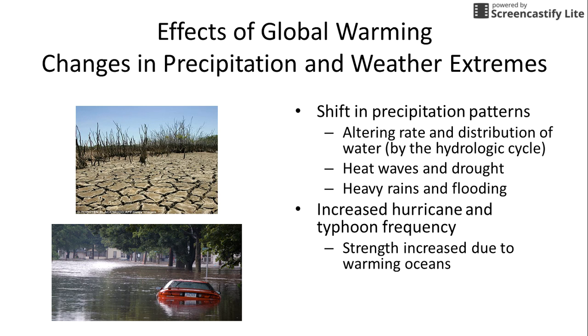And so, through the lab that you guys did, we also have increased hurricane and typhoon frequency, and the strength is increased due to these warming oceans, because that is the cause of a hurricane, is that you have warm water, and that will feed into the hurricane. So not only do we have increased frequency, but increased strength.